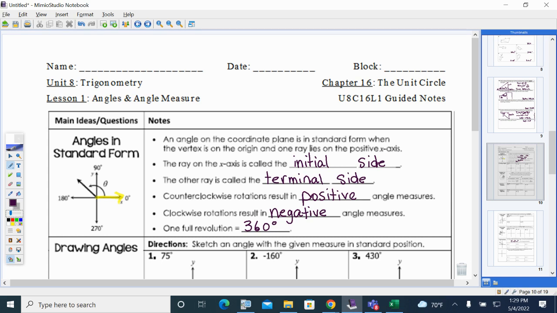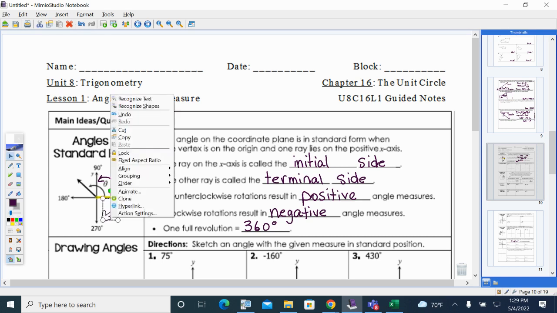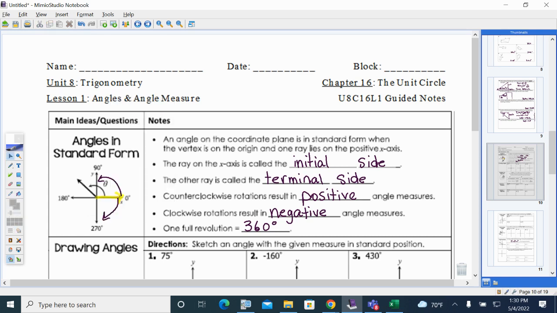Counterclockwise rotations result in positive angle measures. So if this terminal side is going up, that results in a positive angle measure. If that terminal side is rotated down, it results in negative angle measures. And I'm going to go into a little bit more there in just a second. One full rotation is 360 degrees.